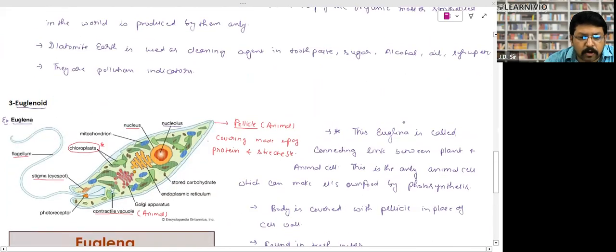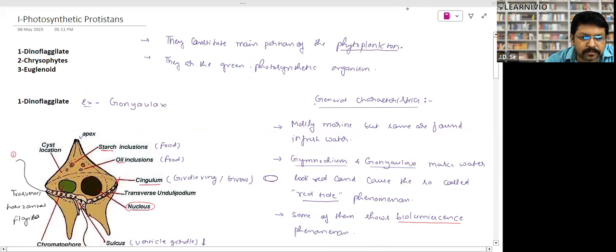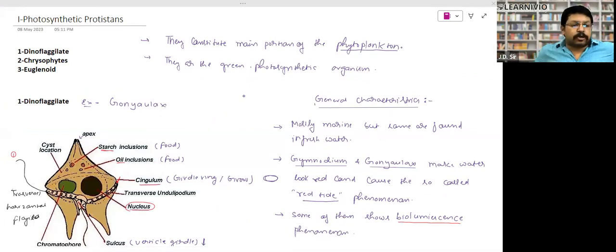No. Look, all unicellular animals are not euglenoid. Try to understand me. We have divided photosynthetic protista into three categories. Dinoflagellates are purely plants. Chrysophytes are also very much like plant cells. Euglenoids are animal cells, but they have some characteristics of plants. What is that characteristic? Chloroplast and making their own food. Means they are not purely animals. Got it?